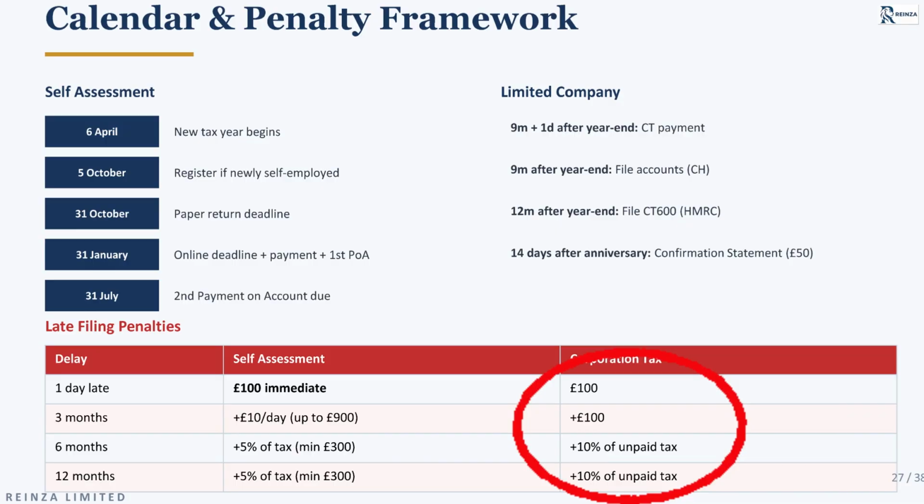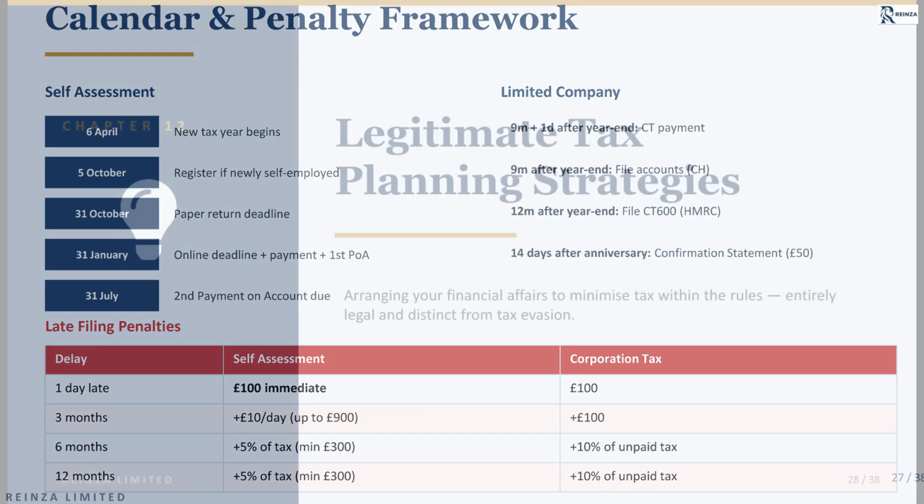£100 for the first day late, another £100 at 3 months. At 6 months, 10% of unpaid tax. And at 12 months, a further 10%. These penalties can add up very quickly, and they apply even if you do not actually owe any tax. Do not miss your deadlines.